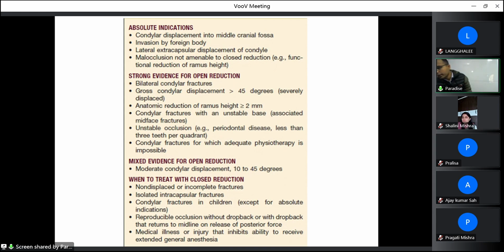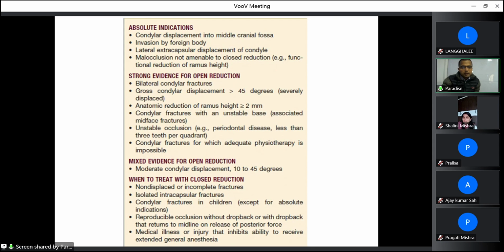In case of without drop back, even if you apply the pressure, the mandible will not go posteriorly. If the mandible does not go posteriorly, it suggests that the fractured condyle is either undisplaced or maintaining its position. In such cases, you don't have to operate.